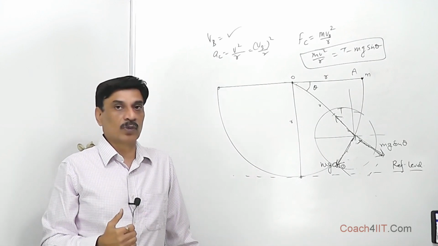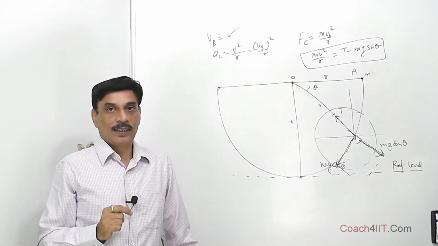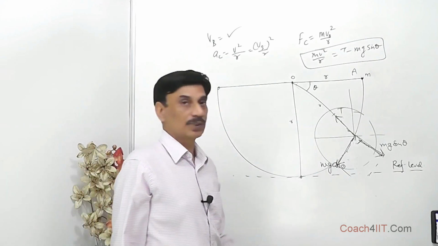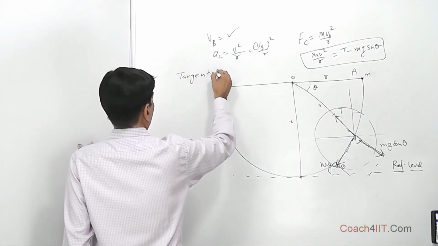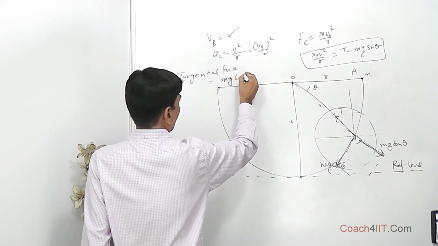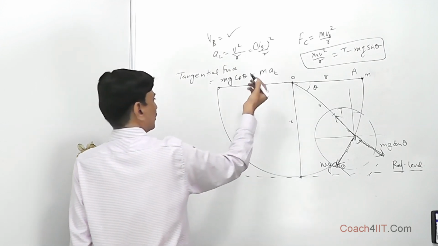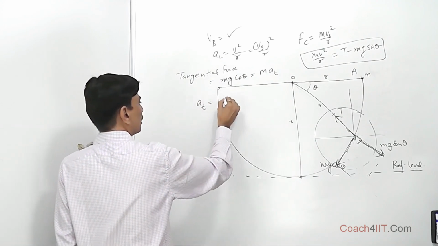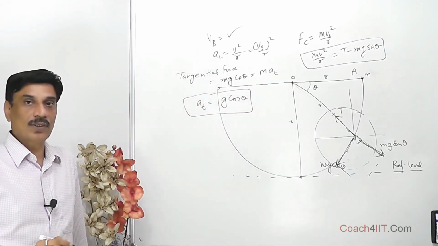And in non-uniform circular motion, in addition to centripetal acceleration, there is going to be tangential acceleration also. If there is tangential acceleration, there has to be a tangential force. This is the tangential force in this case. Tangential force at this instant is mg cos theta. Tangential force is mass into tangential acceleration. With the tangential force you can find only tangential acceleration. So A tangential comes out to be g cos theta.